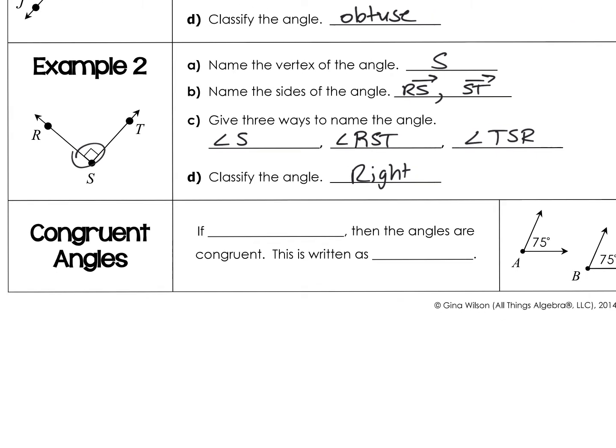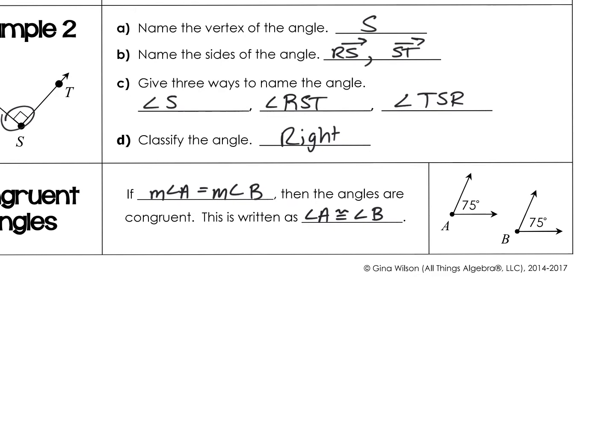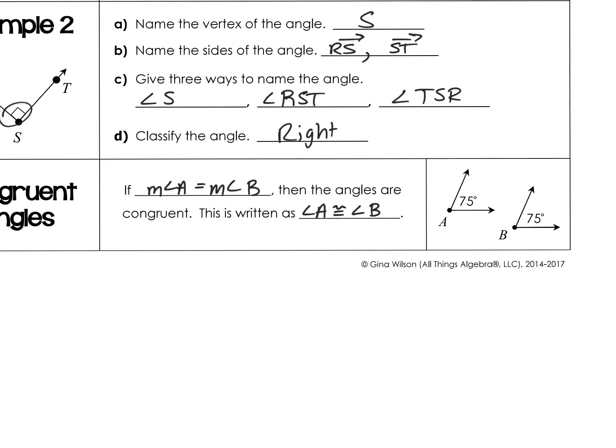Congruent angles. If the measure of angle A is equal to the measure of angle B, then the angles are congruent. This is written as angle A is congruent to angle B. So it's like an equal sign with a little squiggly over top. And that just means that they are equal in angle measure. Okay?